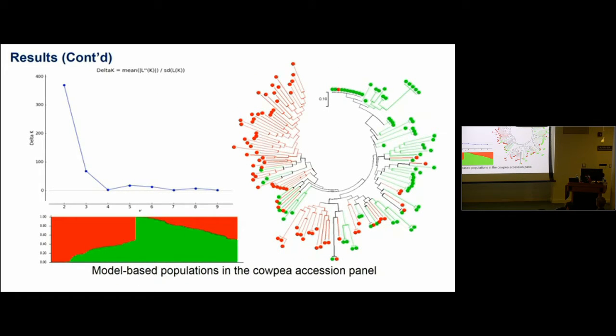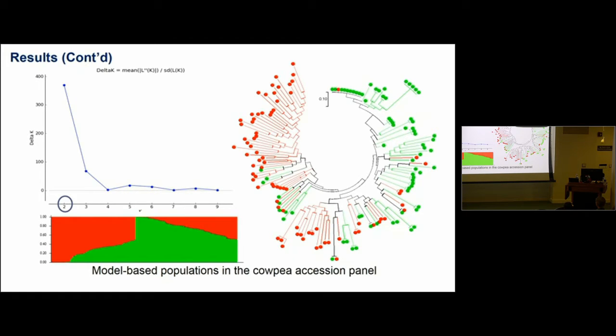Coming to the association mapping aspect, here we have 3 figures. The first one was obtained from Structure Harvester. On the x-axis, we have a K value, and at K equal to 2, we have an optimal delta K. It means that we have 2 subpopulations in this cowpea panel. Subpopulation 1 is in red and the other one in green.